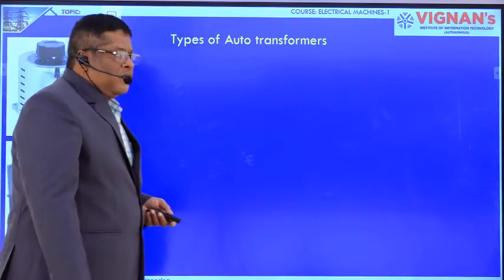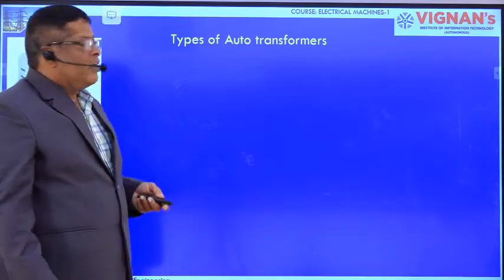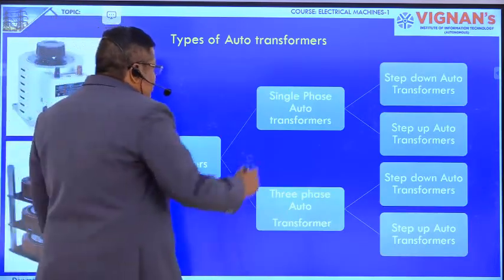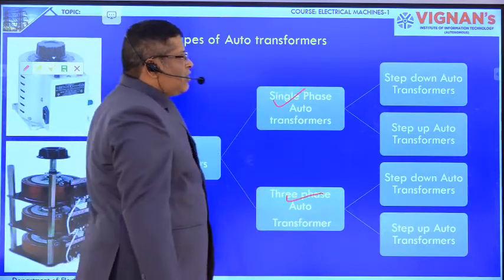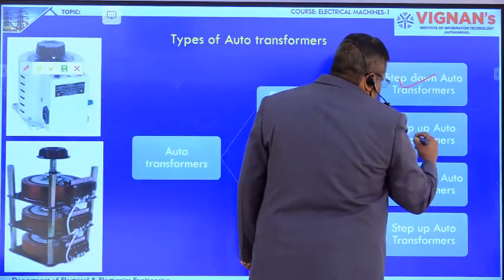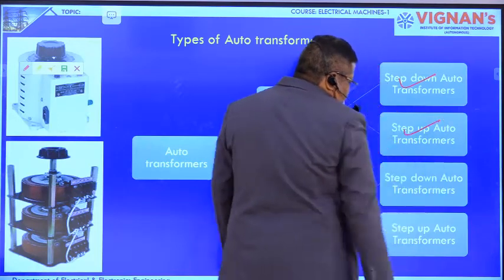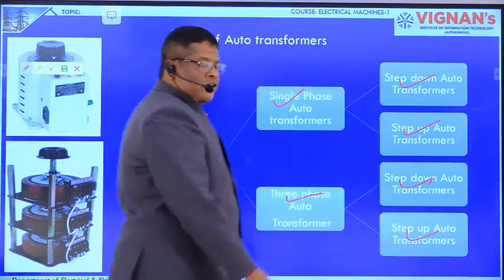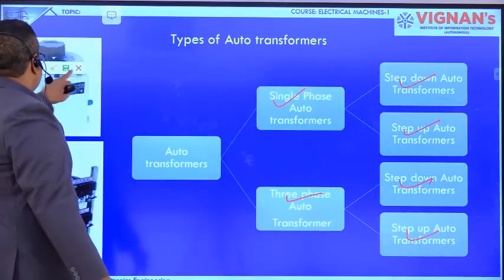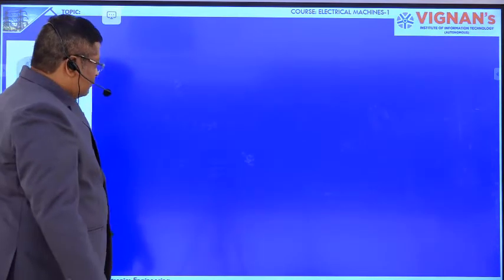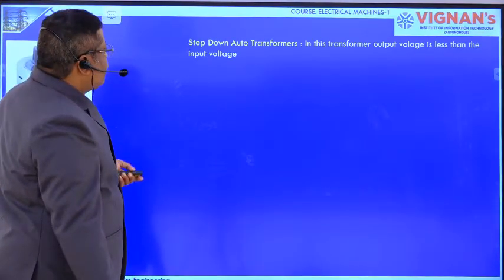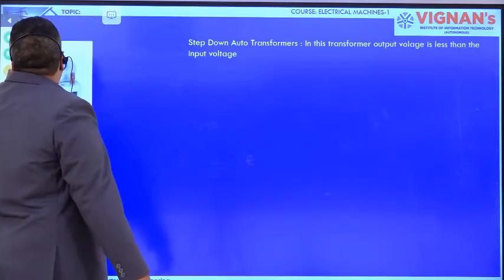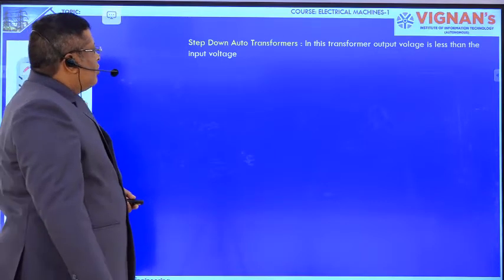The types of auto transformer. Depending upon the supply used, auto transformers are classified into two types. One is the single phase auto transformer, the second is the three phase auto transformer. Again in single phase, there is a step down auto transformer and a step up auto transformer. Again in three phase, there is a step down as well as a step up auto transformer. In the step down auto transformer, the output voltage will be less than the input voltage. That's why we call it a step down auto transformer.